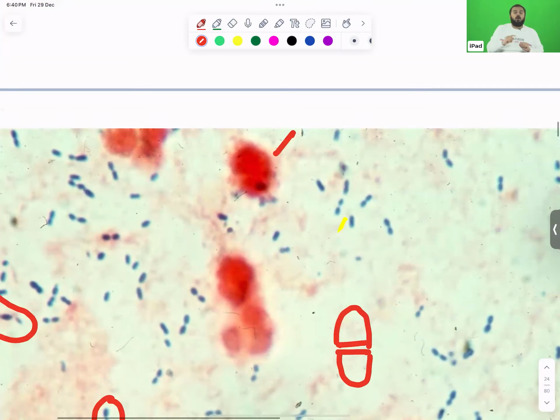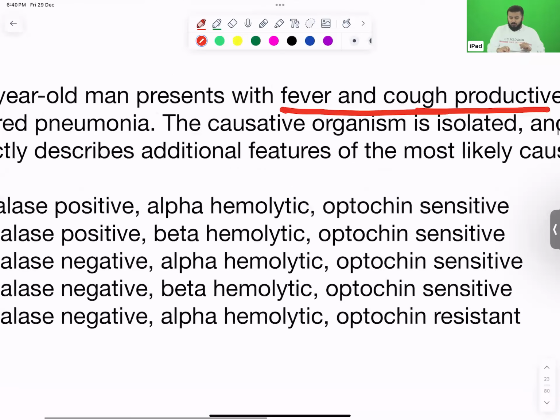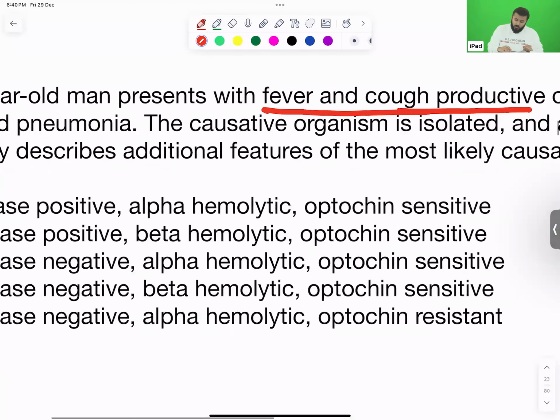The red color thing is this: whenever this bacteria enters your lungs, listen carefully, it releases pneumolysin O. What did I tell you? Pneumolysin O will destroy your lung epithelium and your capillaries. So don't you think the patient will have blood over there? When he coughs up the sputum, there will be a little bit of blood. So this is the blood seen in the sputum. Clear? This is because of pneumolysin O. No one will ask you that deeply, don't worry. So which of the following?